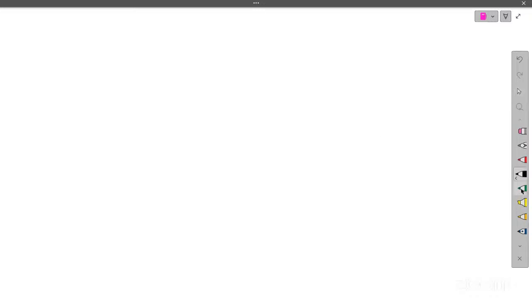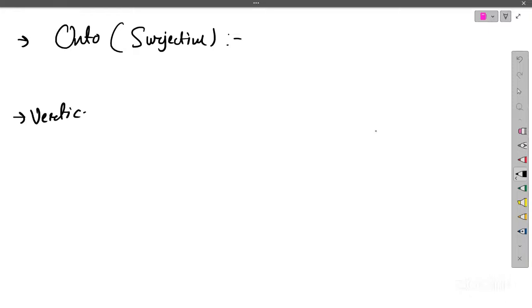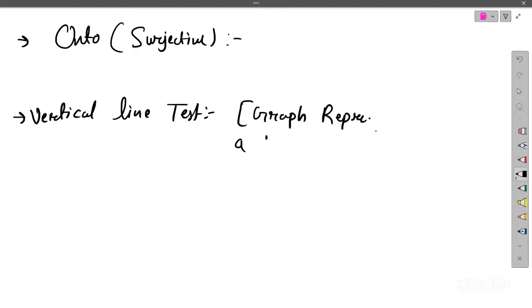So now let's define what is an onto function. Onto is also known as a surjective function. To check on vertical lines: the vertical line test is used for showing that a given graph defines a function or not. This is for saying whether the given graph represents a function or not.